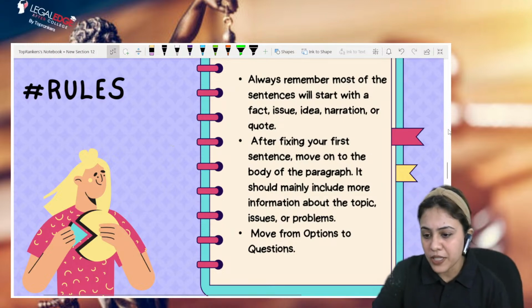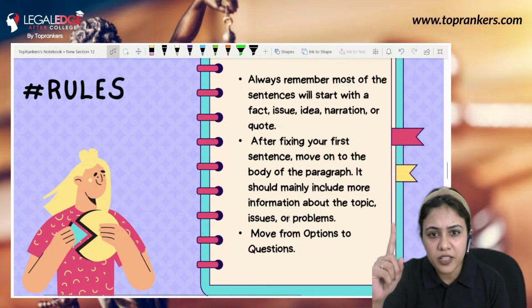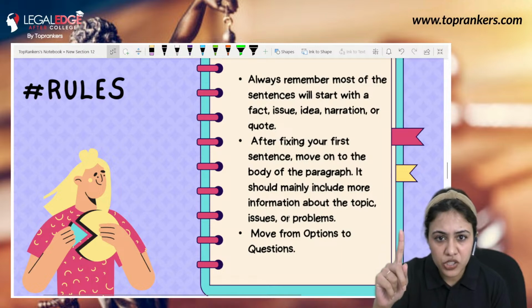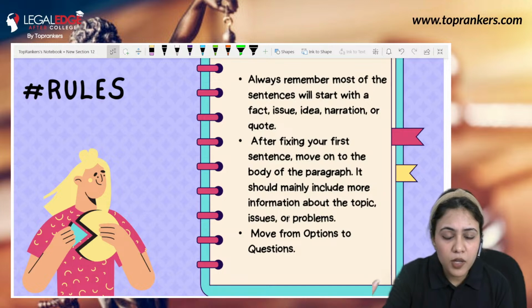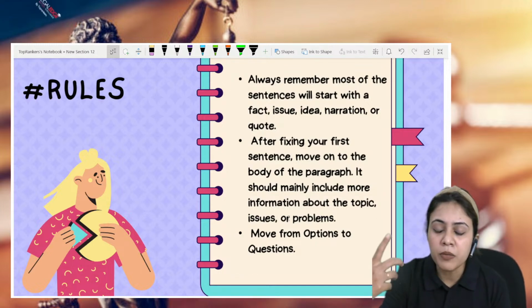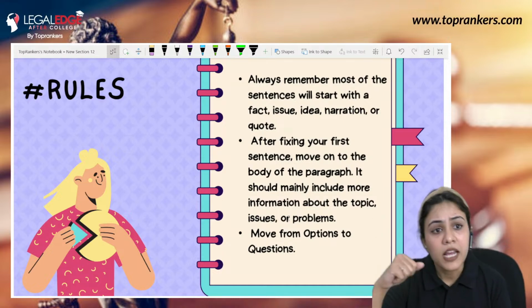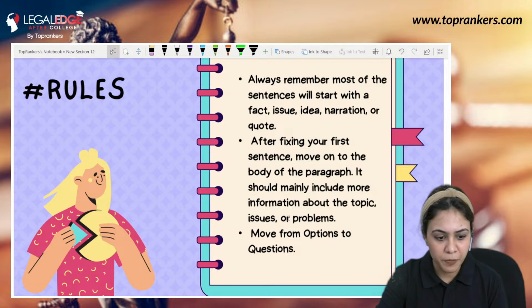Now, as you can see here, it should mainly include more information about the topic. Introductory statement में हमें topic के बारे में पता चलेगा, और बाकी के statements में हमें ये पता चलेगा कि what the writer wants to convey about the topic. He could be talking about a problem, he could be talking about issues, then he would probably be talking about the solution to the problem.